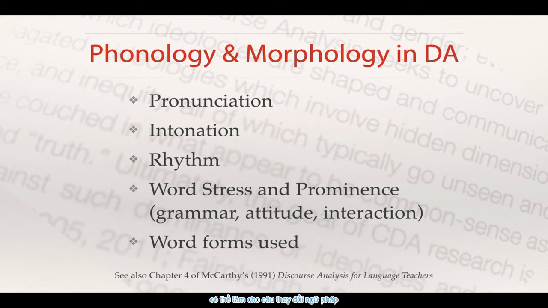So things like going up at the end of the sentence can make the grammatical change of making something into a question just by having a word stressed. Attitude can be done by word stress and prominence. And also interaction between people can be handled in particular ways by word stress and prominence.